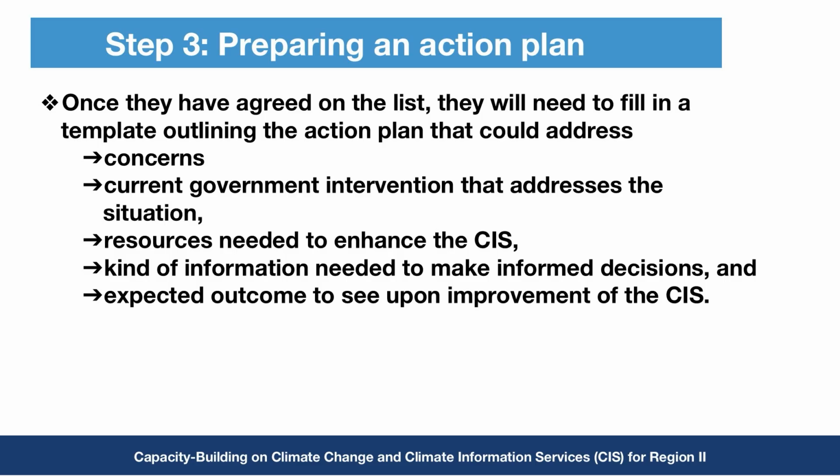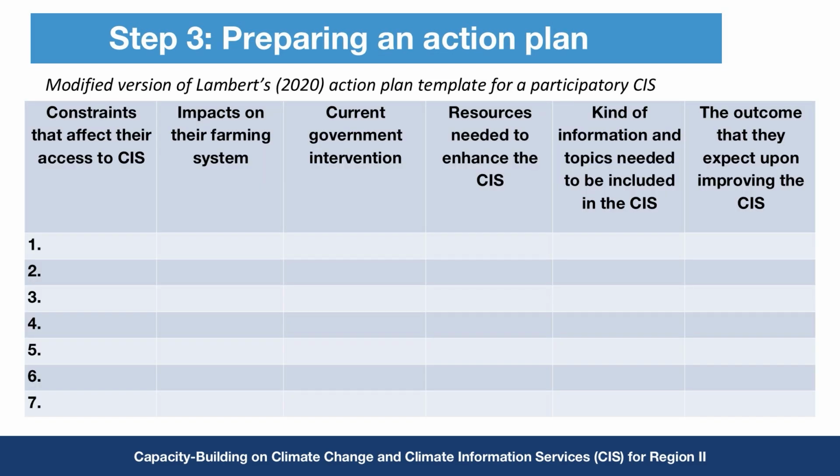Outlining yung action plan that would address yung different concerns, kung ano may mga concerns, ano yung current intervention to address yung mga concerns na yon or yung situation na yon, ano yung mga resources na kailangan para mas ma-enhance ang CIS, ganun din po yung klase na information na needed para mas maging informed yung decisions na gagawin ng ating mga farmers at ano yung magiging expected outcome kung ma-improve nga yung CIS. Ito po yung suggested namin na matrix to fill up.